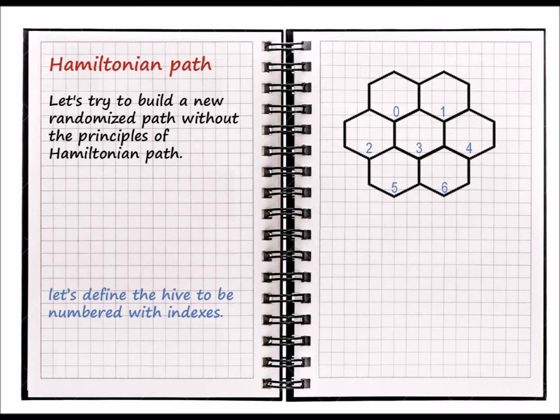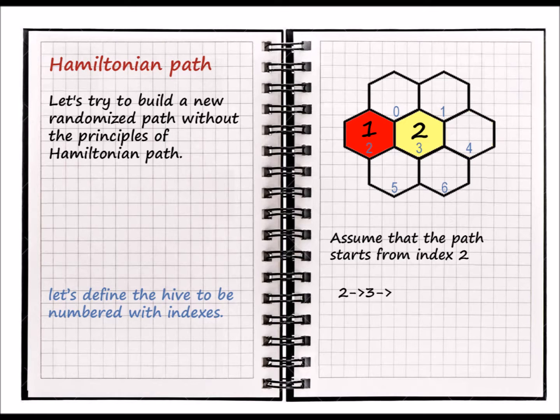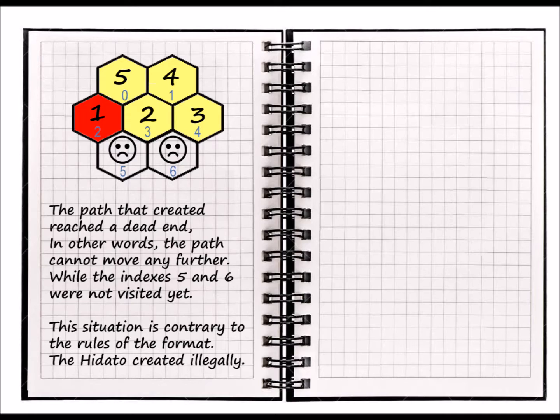Let's define the hive to be numbered with indexes. Let's look at this example. Assume that the path starts from index 2. So, the path will be 2, 3, 4, 1, 0, and that's it. The path that was created reached a dead end. In other words, the path cannot move any further, while indexes 5 and 6 were not visited yet. This situation is contrary to the rules of the puzzle. The Hidato was created illegally.